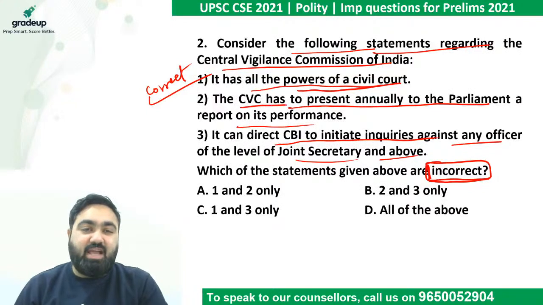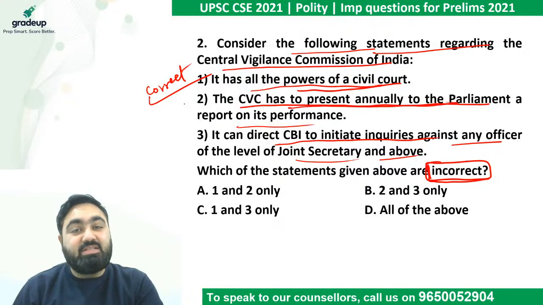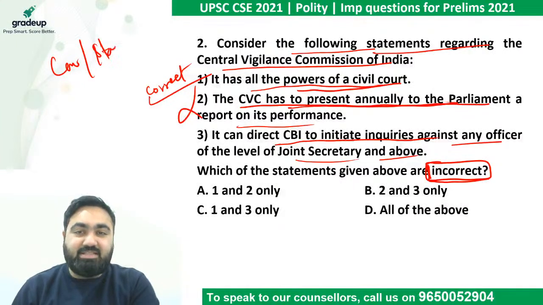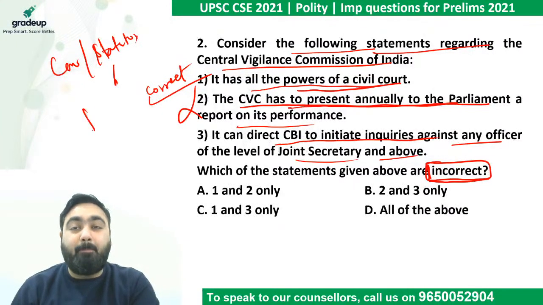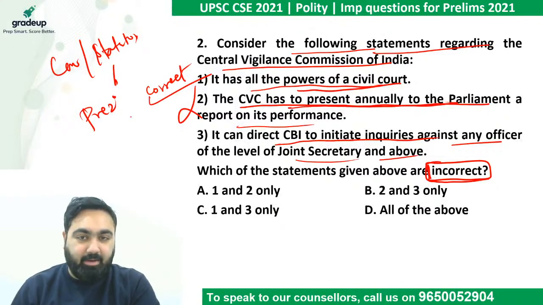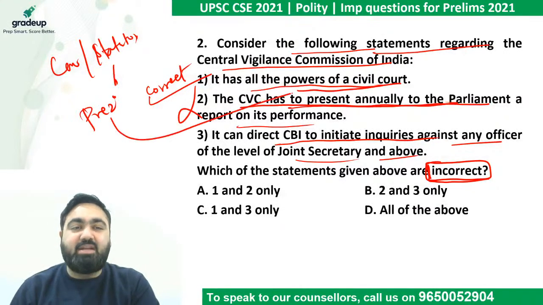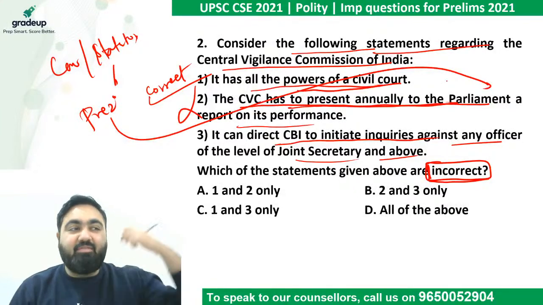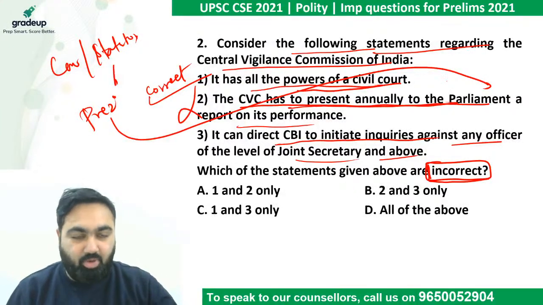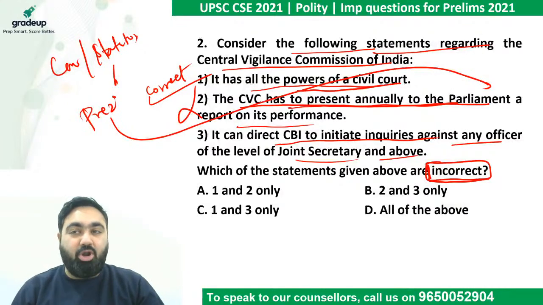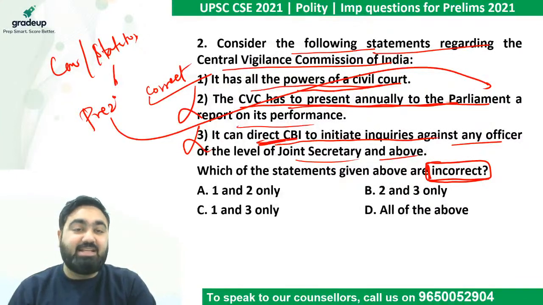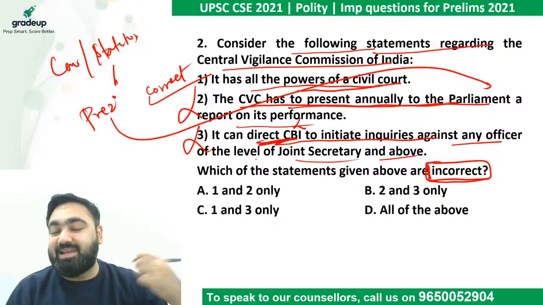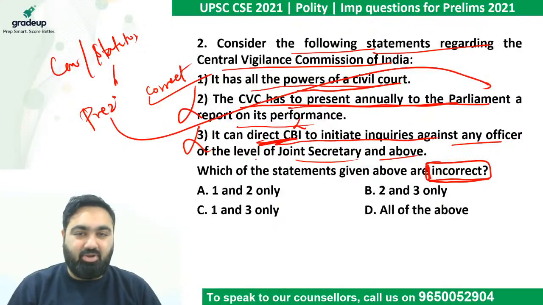Second, the CVC has to present an annual report to Parliament. This is wrong. Constitutional bodies or statutory bodies send their annual report to the President of India, not to the Parliament. Then the President will present it to the Parliament. The President will lay the report in the Parliament for discussion, but these bodies have to send the report to the President, not to the Parliament. Third is also incorrect. They cannot direct the CBI or anything. They can just recommend.